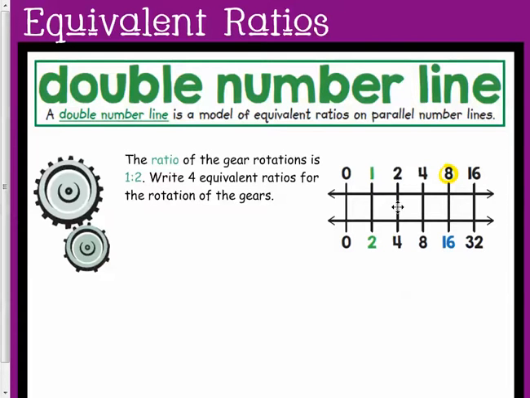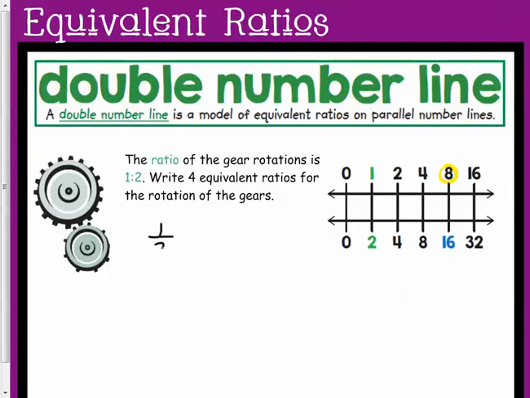2 and I double it, that's 4. 4 and I double it, that's 8. 8 and I double it, it's 16. 16 and I double it, it's 32.